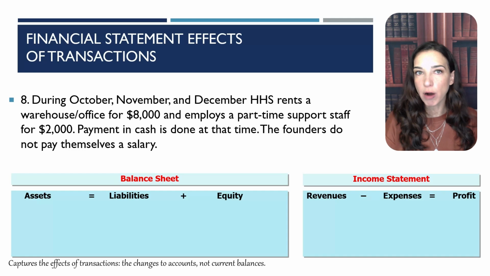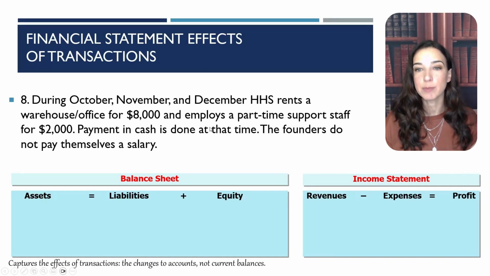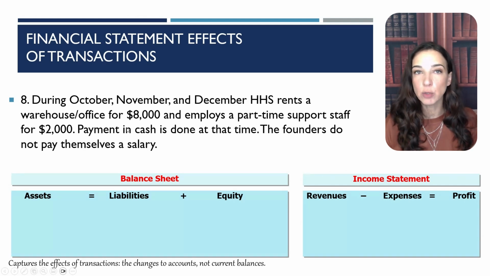Let's continue our Hartford Hot Sauce example. What happened to Hartford Hot Sauce after they were formed during the first quarter? Let's suppose they rent a warehouse for $8,000. The company also employs a part-time support staff for $2,000. And let's keep it simple for now. Let's assume that the $8,000 and the $2,000 are paid in cash immediately at the same time.